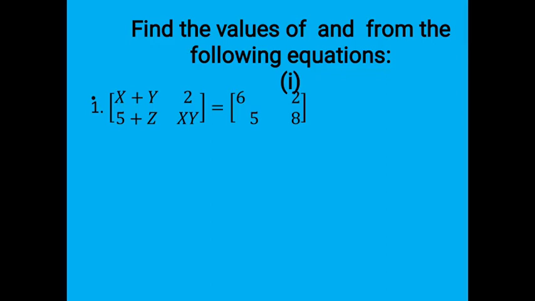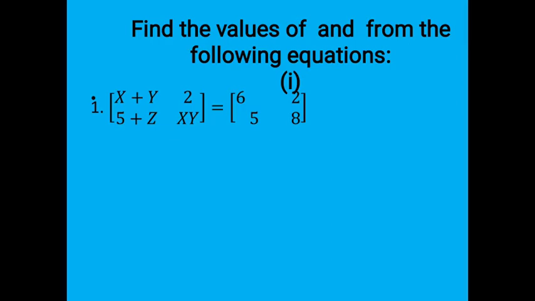So students, you know that in matrices you will equate the corresponding elements. What is the corresponding element? First of all, the order should be equal. What is the order of the first matrix? That is 2 cross 2, because 2 rows and 2 columns, and the order of this matrix 6 2 5 8 is also 2 cross 2. So the order is the same, you can equate the corresponding elements.